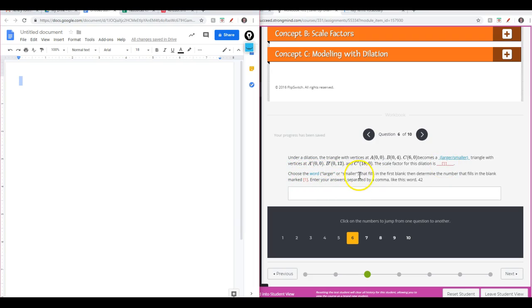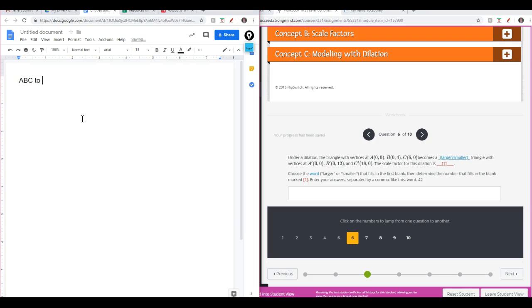Choose the word larger or smaller that fills in the first blank, and then determine the number that fills in the blank marked as 1. I apologize, I have the hiccups. Enter your answer separated by a comma like this: word, comma, space, 42.